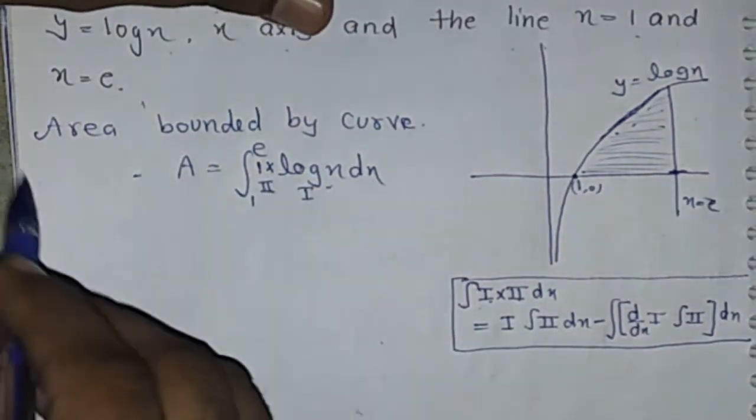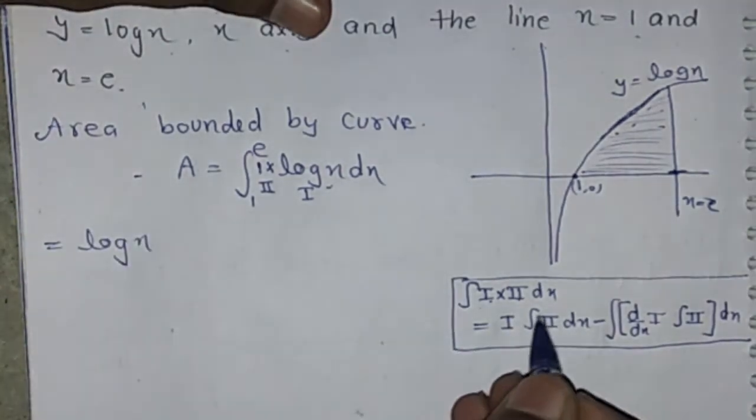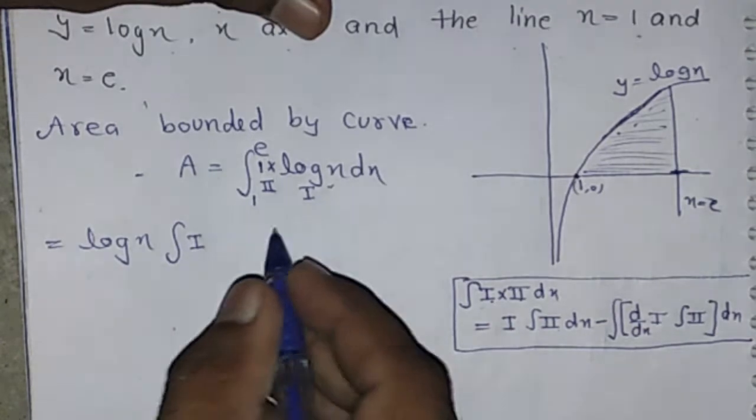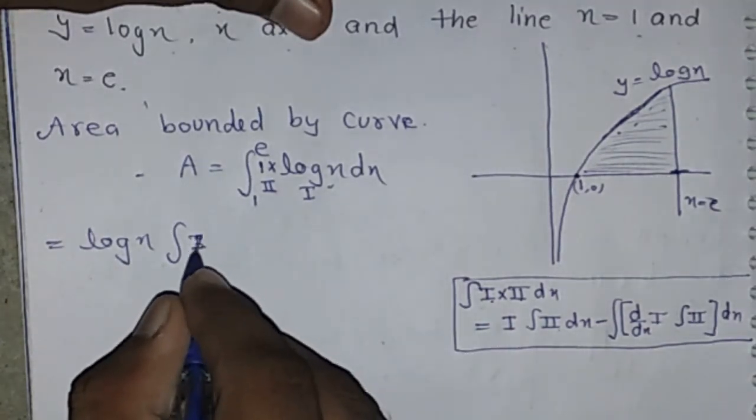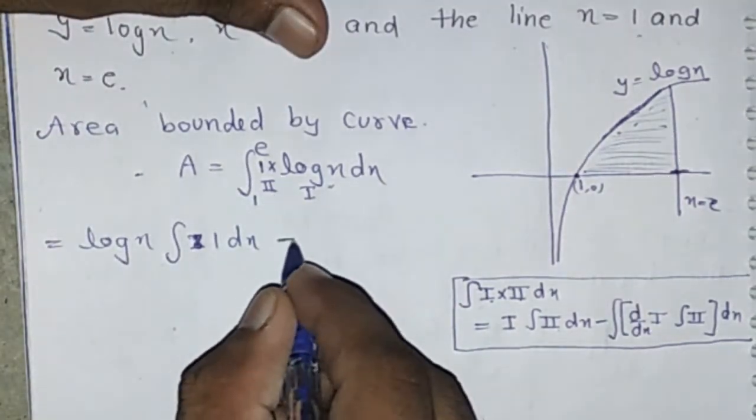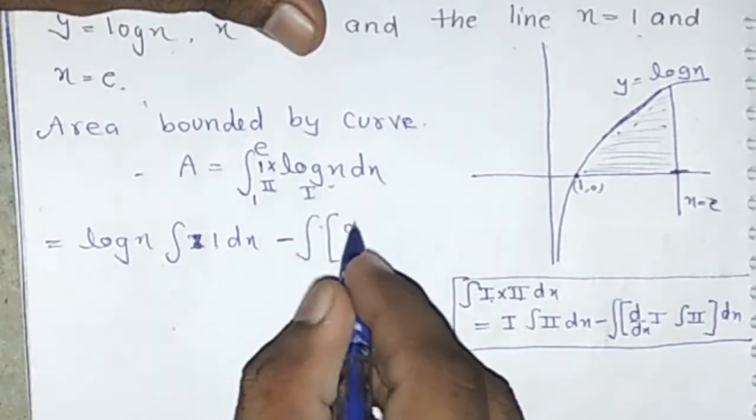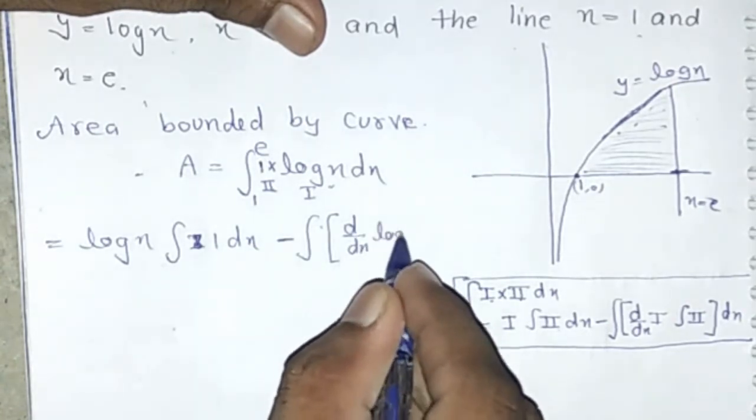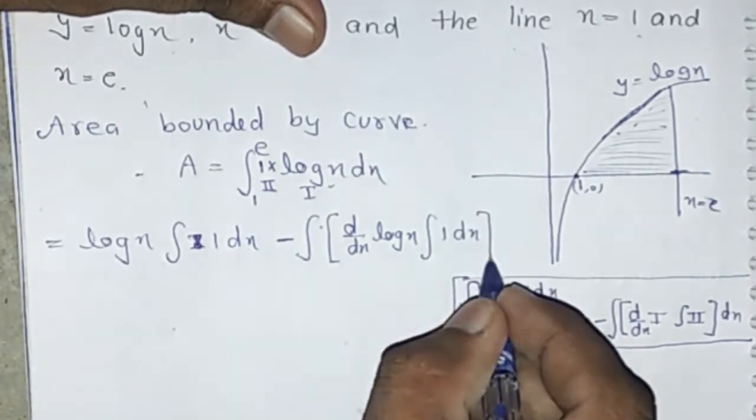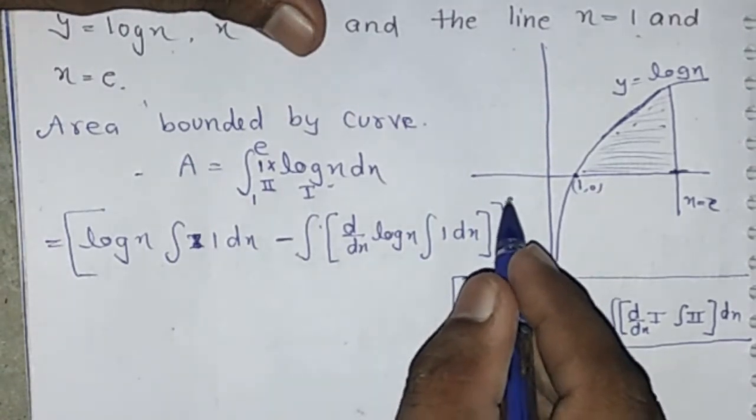First function log x, second function 1. Then, by the formula, log x times integration of second function, meaning integration of 1 dx, minus the derivative of first function, meaning d by dx of log x, and integration of 1 dx, and we have limit 1 to e.